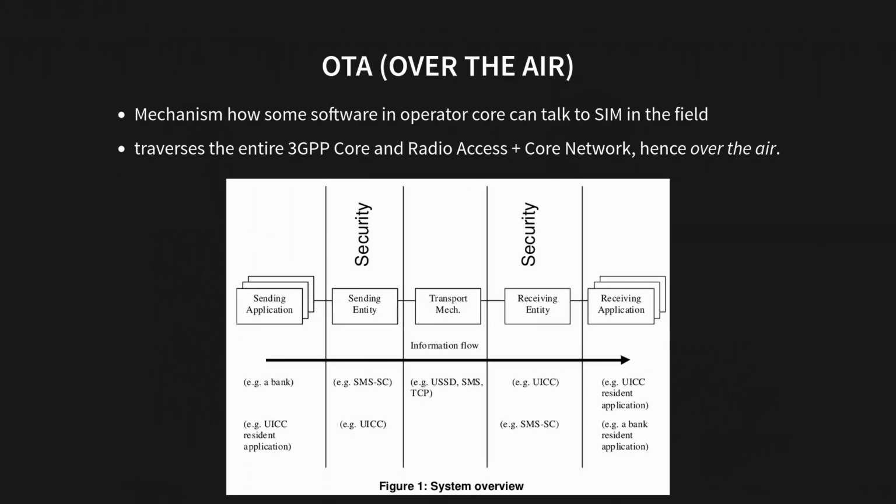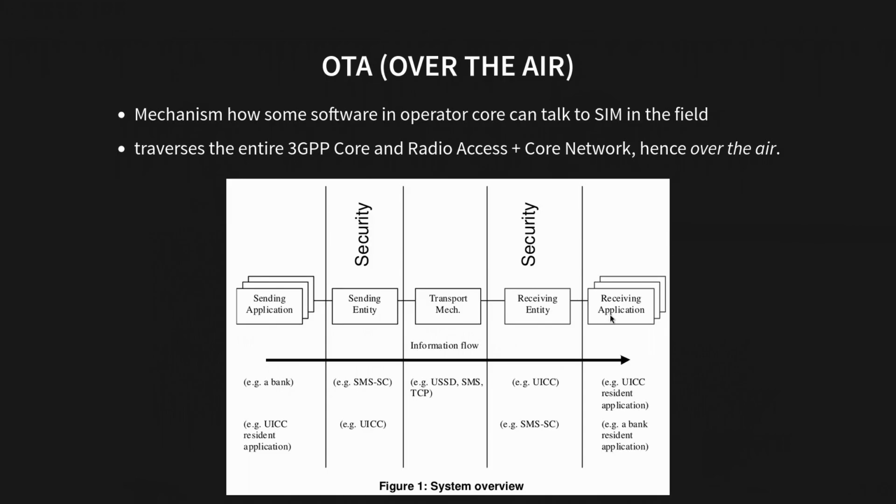So for waking up, I have a single diagram with white background. All the other ones will have dark background. So what does over the air mean? Basically, you have some kind of application somewhere. I called it an off-card entity in the previous talk on Global Platform. Then there is some security processing, a transport mechanism, a receiving entity, and a receiving application.